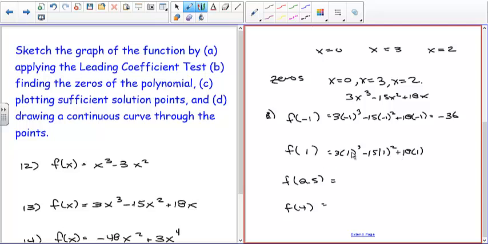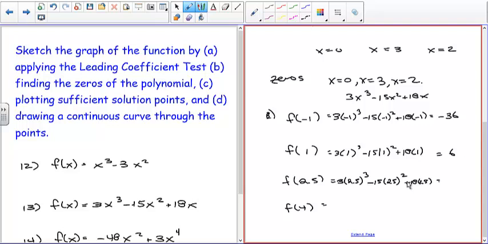So you'd have 3 minus 15, negative 12. Negative 12 plus 18 is 6. So it's going to be 6. We're going to do 2.5. 2.5 cubed minus 15 times 2.5 squared plus 18 times 2.5.